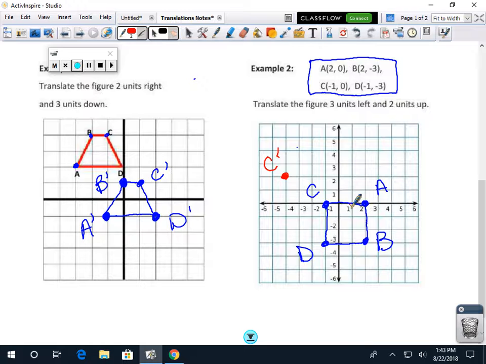Okay, A, I'm going to go 1, 2, 3, and up 1, 2. B, I'm going to go 1, 2, 3, and up 1, 2. And then D, I'm going to go 1, 2, 3, and up 1, 2. Okay, and then we connect the dots. And so I took figure ABDC here, my pre-image, and I have translated it and got A prime, B prime, D prime, C prime.